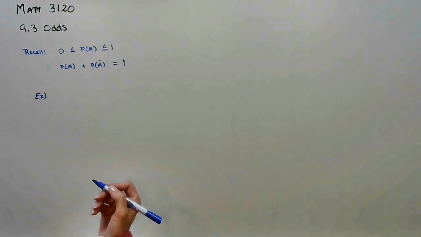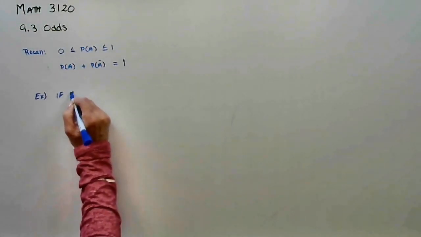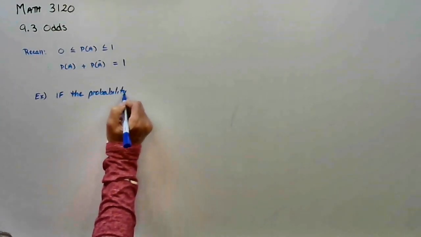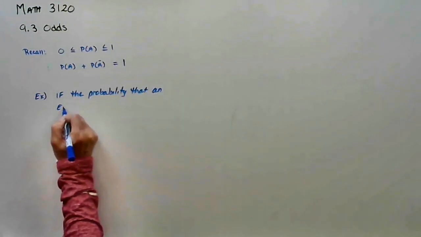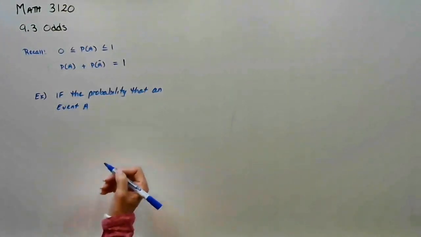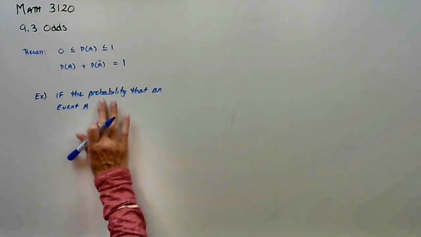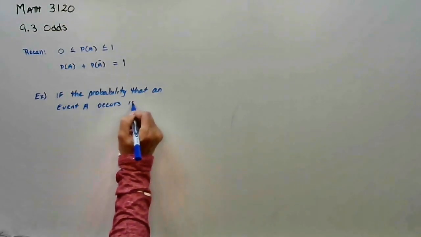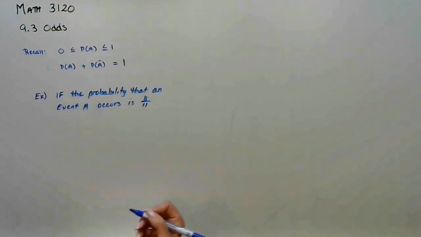So if the probability that event A occurs is 8 out of 11, okay, so we're just going to say some event that happens. The probability that event A occurs or happens is 8 out of 11. So if I give you 11 items or 11 times, 8 out of those 11 is what we're looking for, is the event.